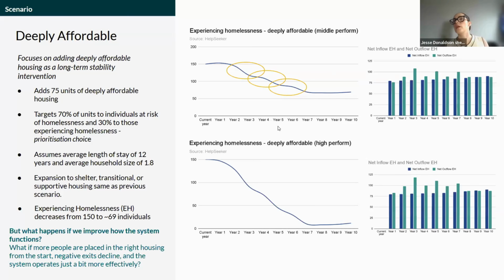And just to show you there, this is your inflow outflow, looks really similar, but what you're seeing is because of the improved performance in community housing and supportive especially, you're seeing a greater outflow experiencing homelessness, which is overall decreasing your numbers.